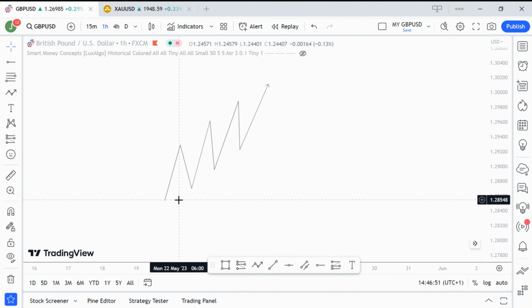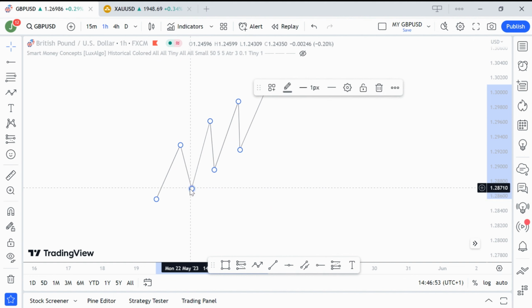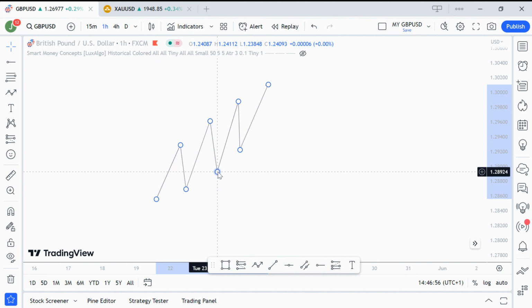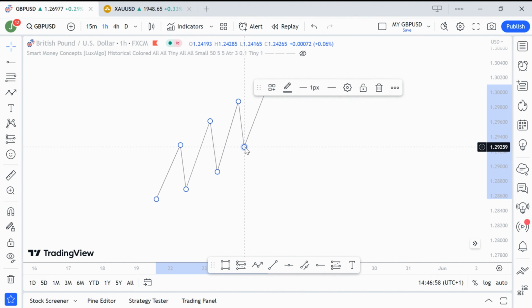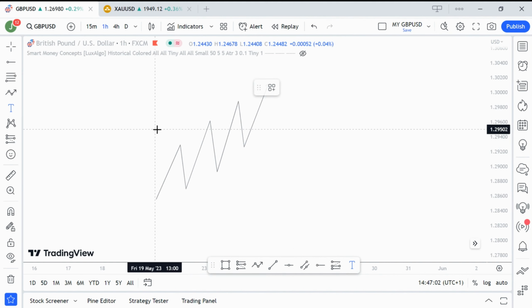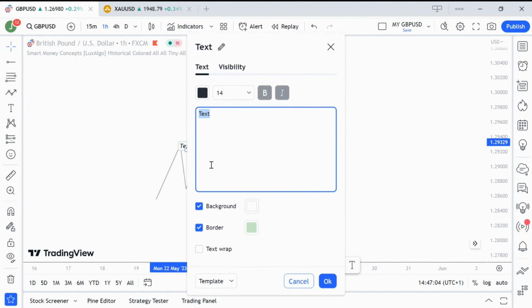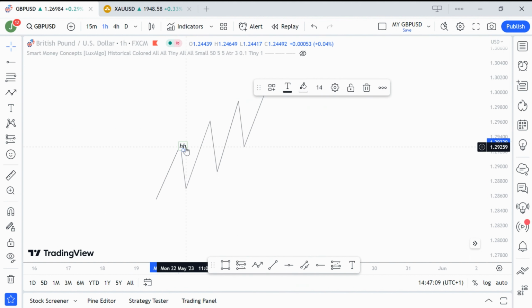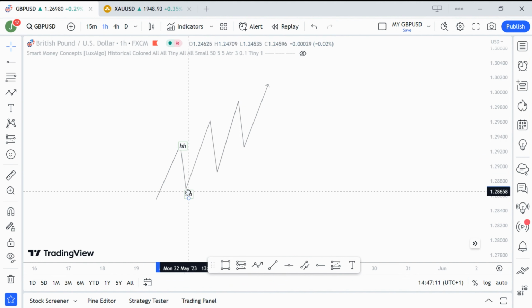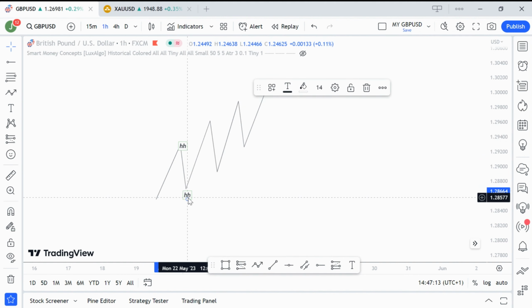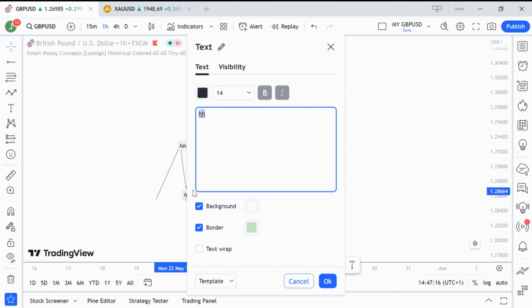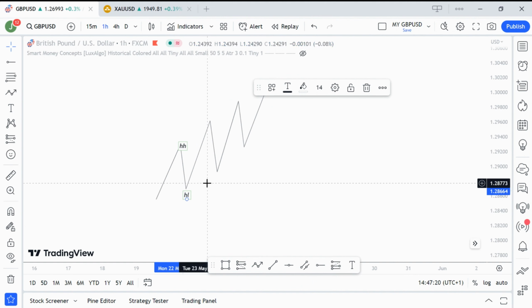Now, just take note of this. The uptrend or a bullish market consists of higher highs and higher lows. Higher highs, HH, I can write it like HH, and higher lows, HL. I can write it like HL. Uptrend consists of higher highs and higher lows.